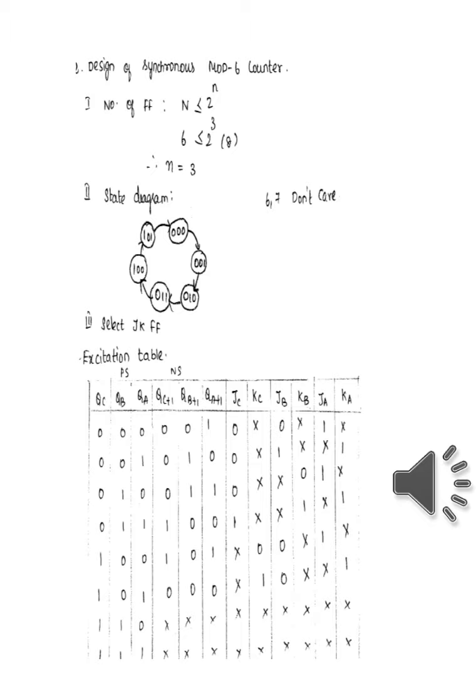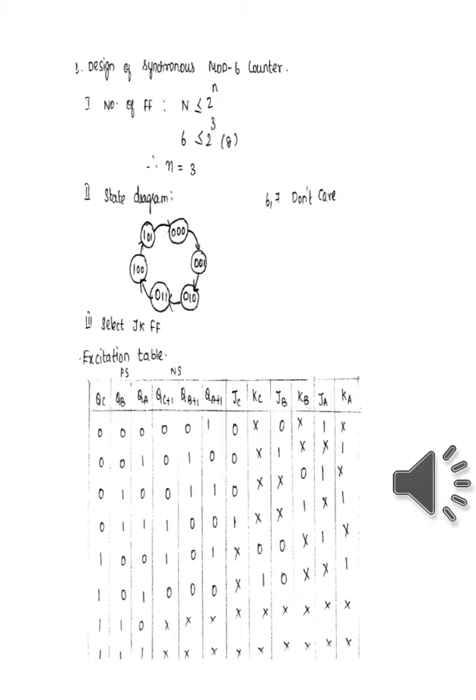But in the state diagram we have to draw only the 6 changing states. So my mod 6 counter means 0, then 1, 2, 3, 4, 5. How many states am I getting? 6 states. For these 6 states I have to draw the diagram: 000, 001, 010, 011, 100, 101. So what is my maximum value? 101. How many bits are there? 3 bits. So how many flip-flops are required? 3 flip-flops are required. We have decided 3 flip-flops are required.